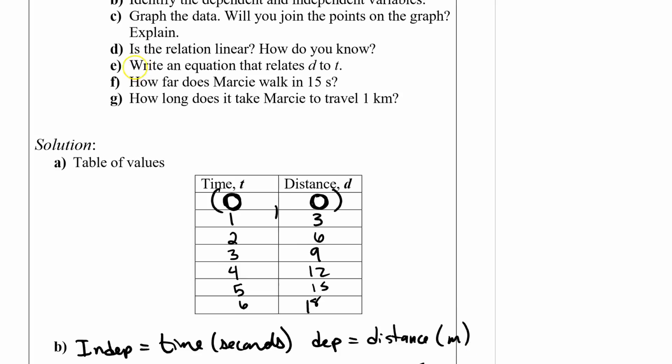The next question is write an equation that relates D to T. What I'm going to do is I'm actually going to write it up here because it's more helpful to see the data points when creating your equation than having to flip back and forth. So I am going to work on E. We're going to go through the same steps. For every +1 in independent, we add 3 in our dependent.